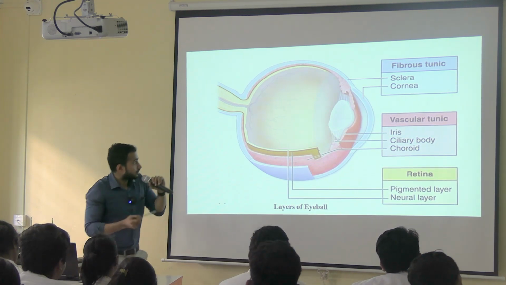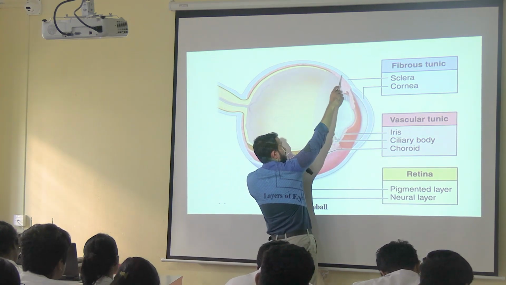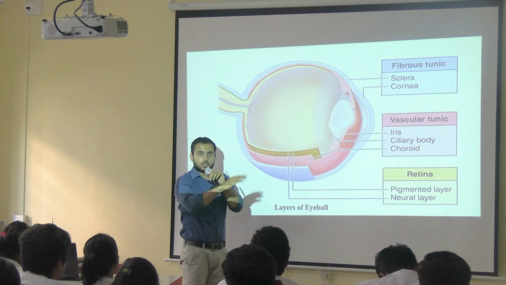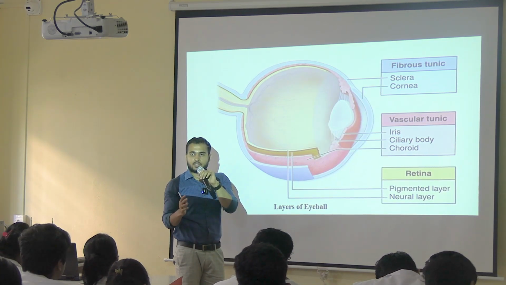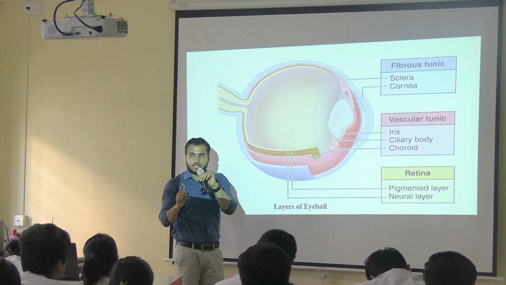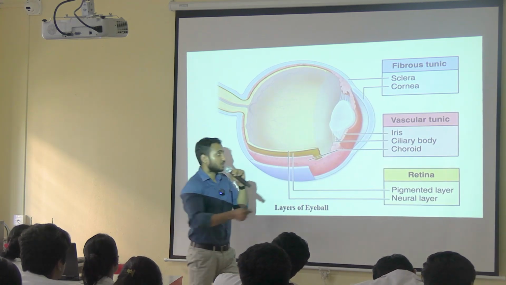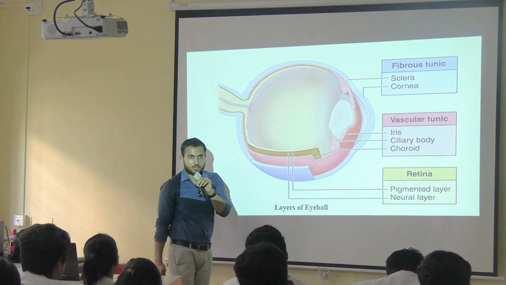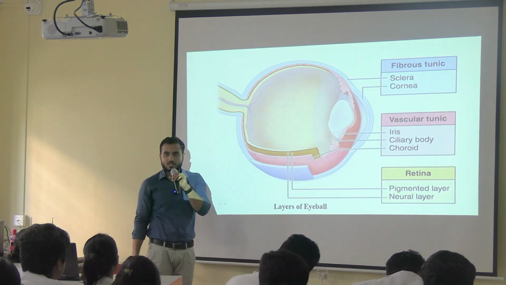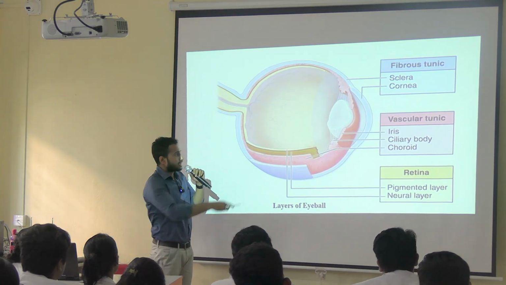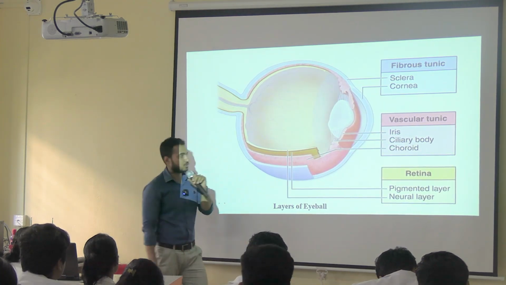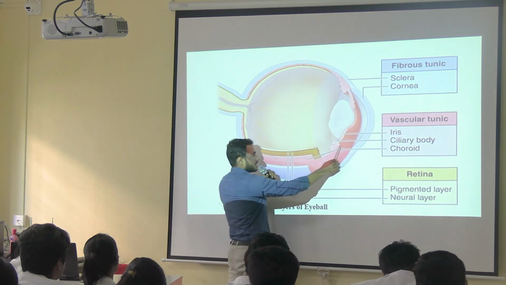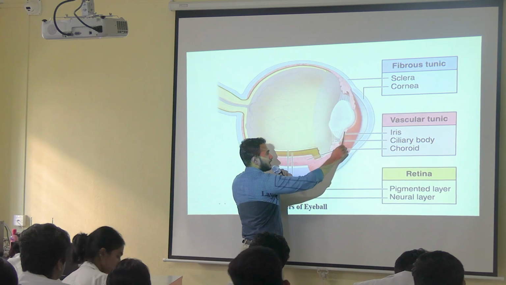For example, this part is the sclera and this part is the cornea. They are present in the same layer, though they are in different areas and the names are different. When we study the microscopic structure, the cornea has different layers and the sclera has different layers. That thickness is made up of different microscopic layers, which we have to study. Same thing in the case of the vascular layer. In the vascular layer, you can see three components: the choroid, the ciliary body, which is this entire part, and this is the iris.